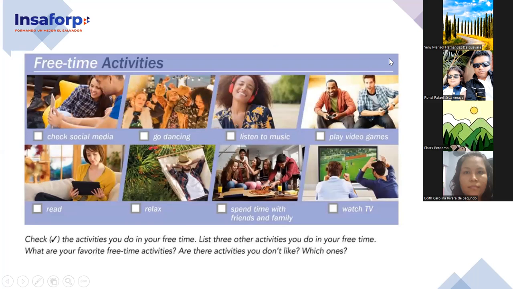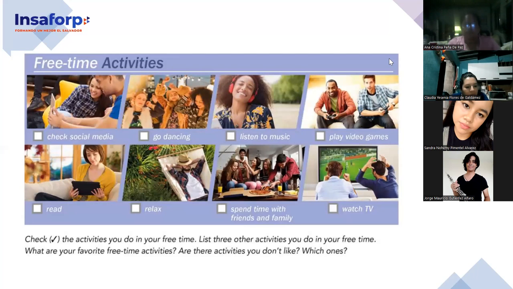Let's take a look at these ones. Please, Ana Cristina Peña de Paz, please read these free time activities. Free time activities: check social media, go dancing, listen to music, play video games, read, relax, spend time with friends and family, watch TV. Thank you so much. Right. At the beginning, we have check social media, and go dancing. Very good.